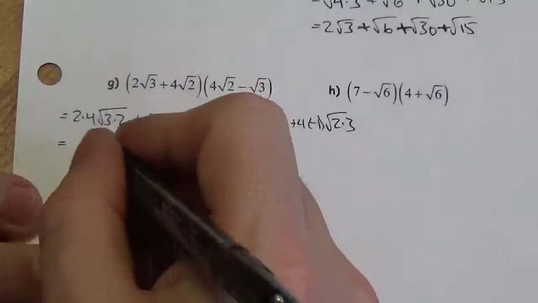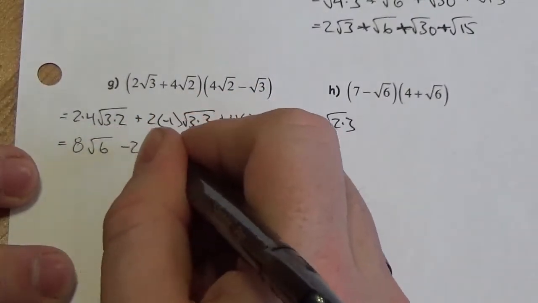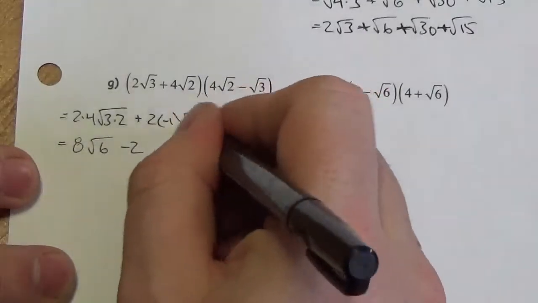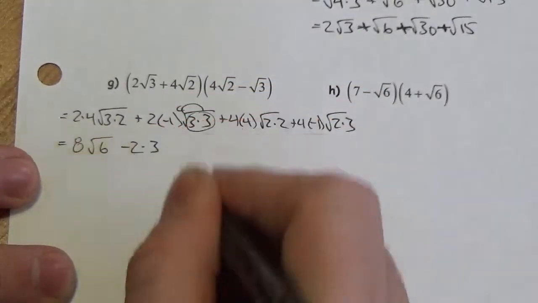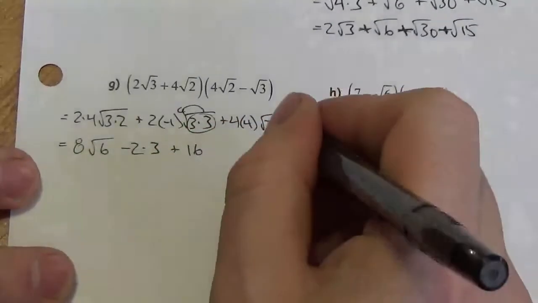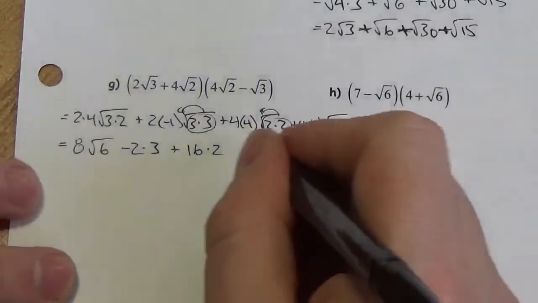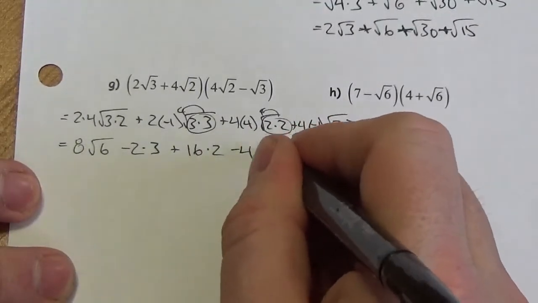Okay, so let's simplify all the expressions here. This will be 8 root 6 minus 2. Now, there's a pair of 3's in there, so I'm going to take a 3 out. So that'll be multiplied by 3 plus 16. And then once again, there's a pair of 2's. So that's going to pull a 2 out. But this is going to end up being minus 4 root 6.